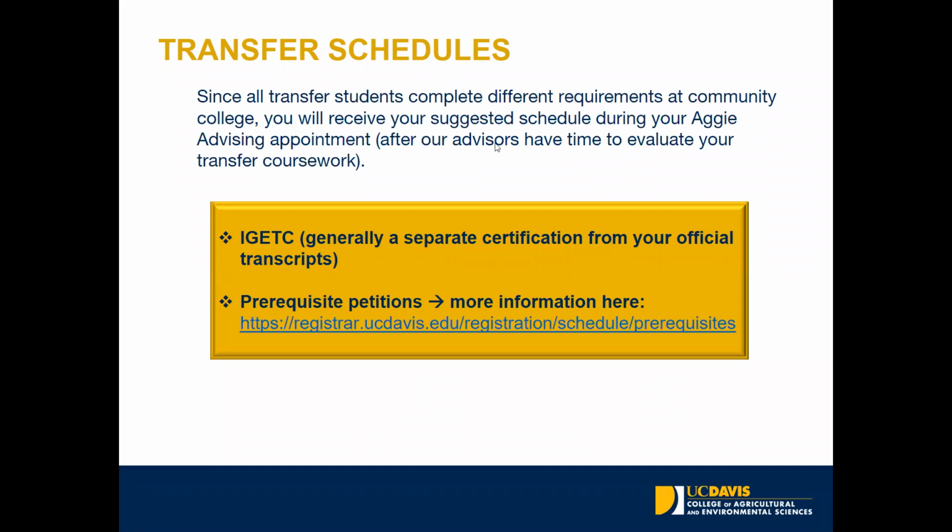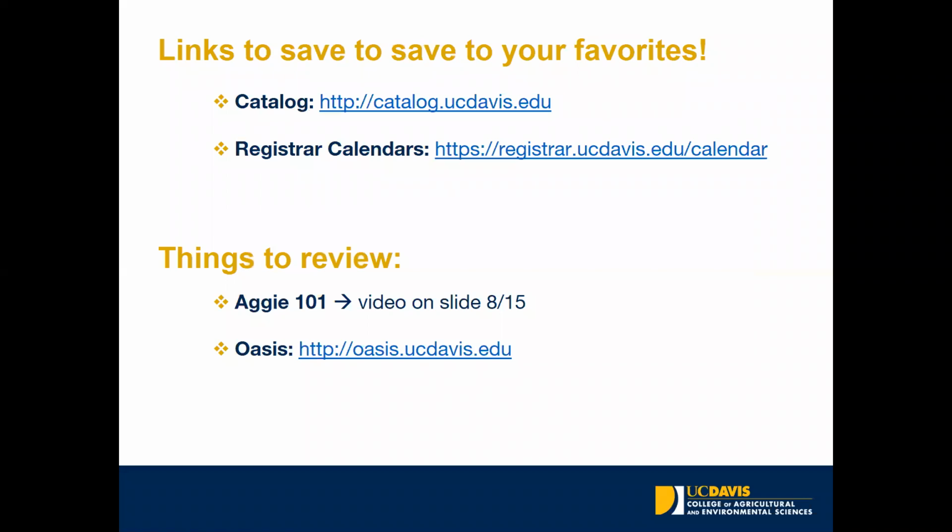Cool. Okay, I'm going to keep moving along. Links to save to your favorites: definitely the catalog. The catalog is absolutely what we reference the most. That is where you're going to find up-to-date major requirements, and it's going to be a huge guide for you here at UC Davis.